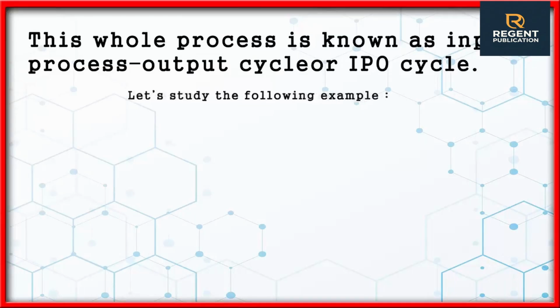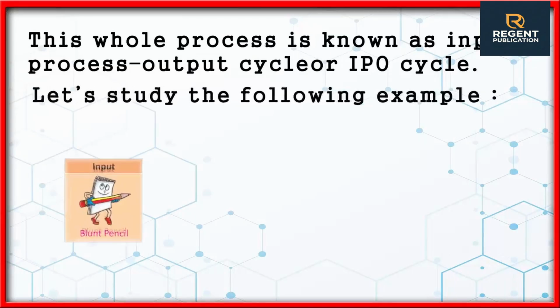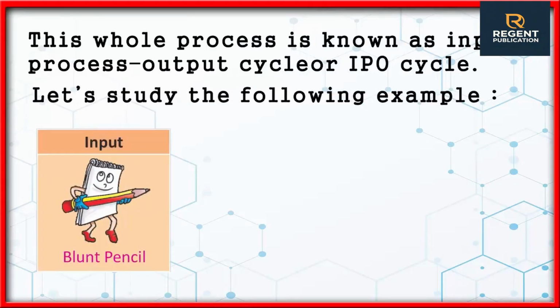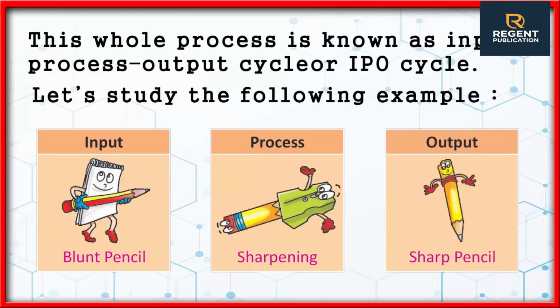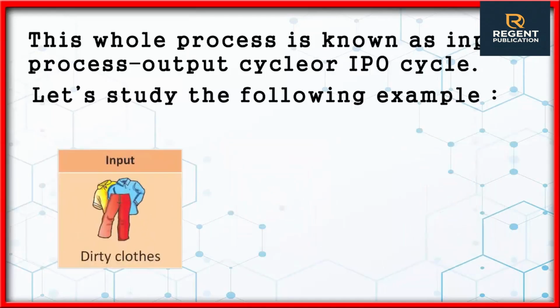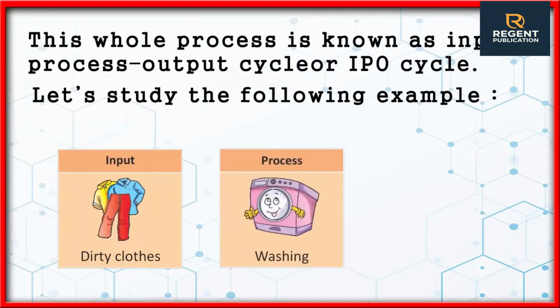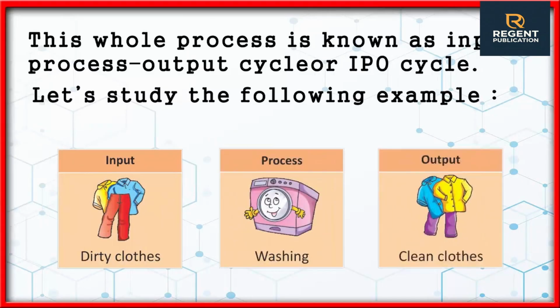Let's study the following examples. Input: blunt pencil. Process: sharpening. Output: sharp pencil. Input: dirty clothes. Process: washing. Output: clean clothes.